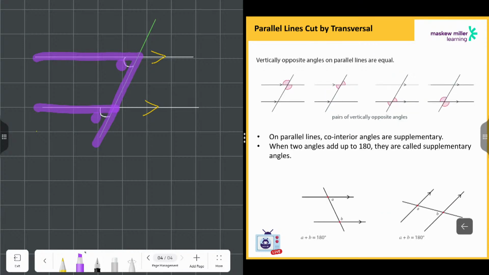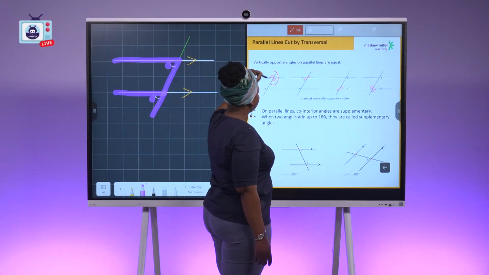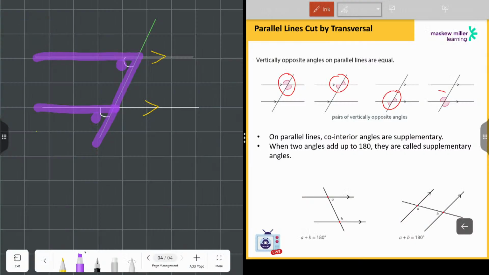So this is another one, vertically opposite angles, which we have already done. So we're not going to dwell on it because we have already done this. You just need to remember that as long as you have a straight line, then that means it is vertically opposite angles that are equal, right? Then the sum of the angles, the one for co-interior angles.